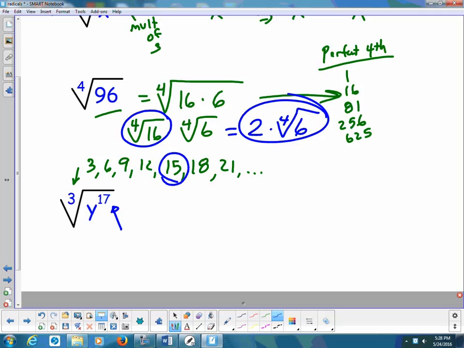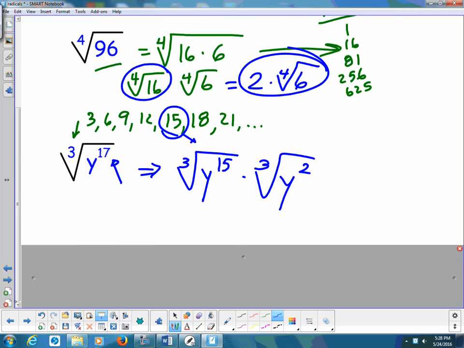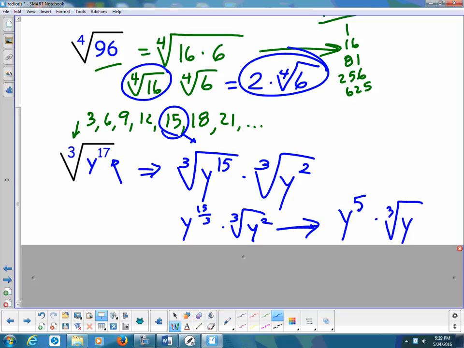So that means I want to split this up into cube root of y to the 15th, because that's that number, times cube root of what? How many y's would be left over? Well, y to the 15th times y to the 2nd would give me y to the 17th. Now I can rewrite this one as y to the 15 over 3 using rational exponents instead, times cube root of y squared, and that's going to give me y to the 5th times cube root of y to the 2nd.